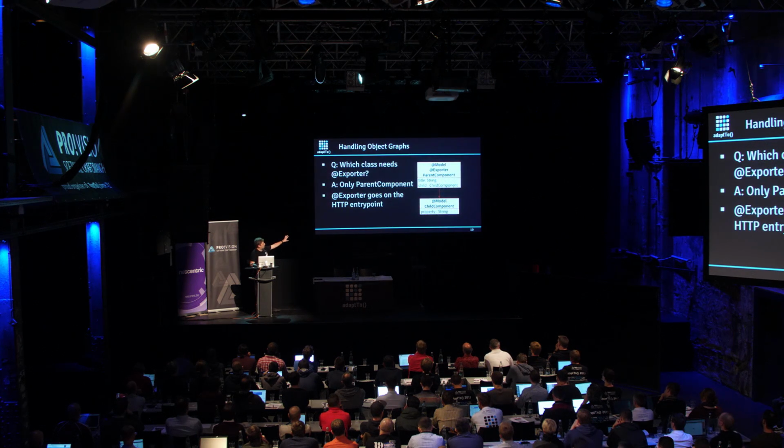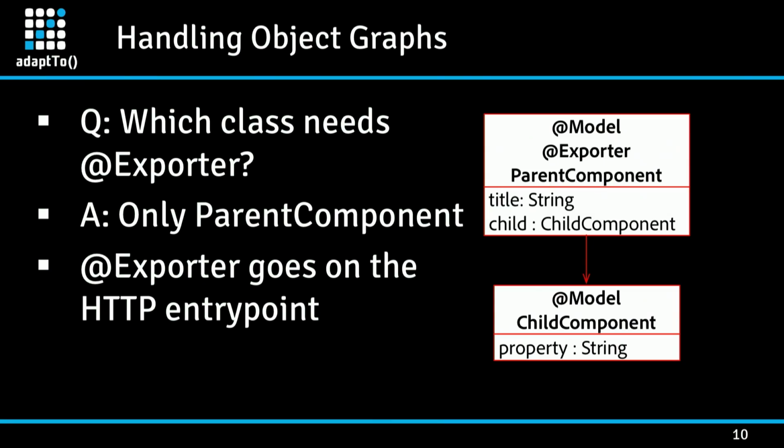The answer is that you really only need it on the parent component. The exporter defines the entry point for the HTTP request. If you think of the exporter annotation as being the same thing as registering a servlet, which is essentially what it's doing, I don't want to necessarily have child component exposed as an HTTP endpoint, just the parent component.